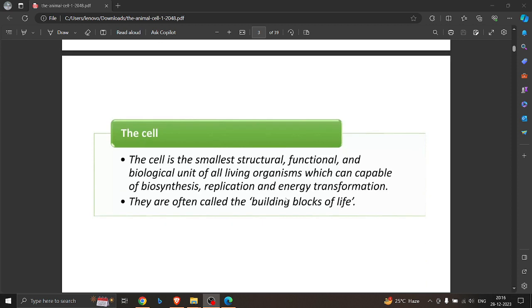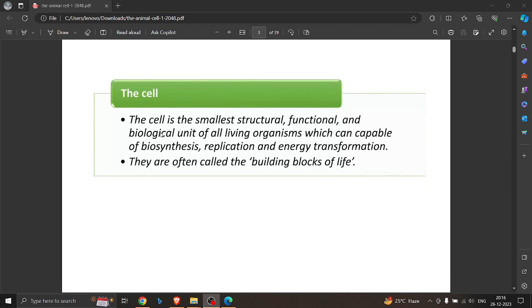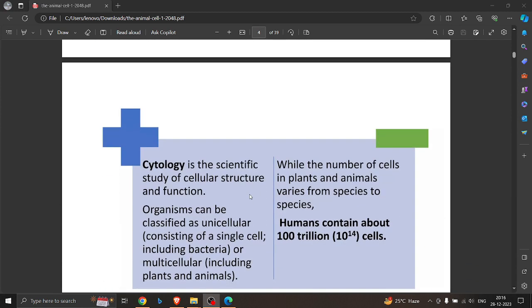Now, coming to the cell: it is the smallest structural, functional, and biological unit of all living organisms, which is capable of biosynthesis, replication, and energy transformation. Cells are often called the building blocks of life.